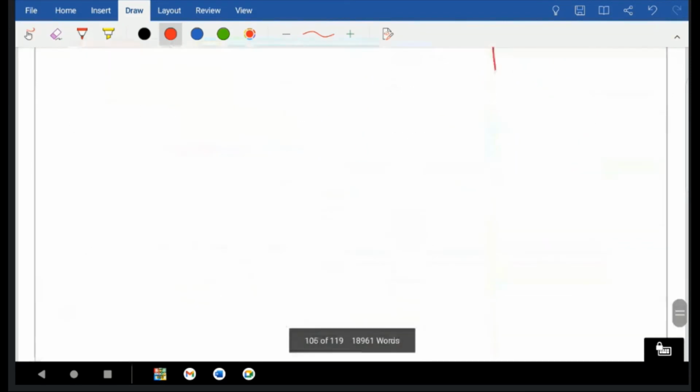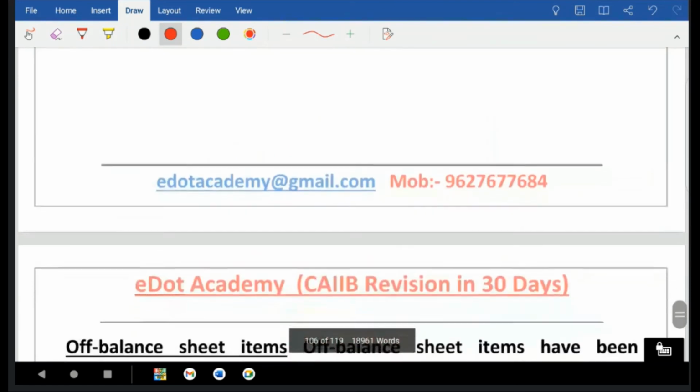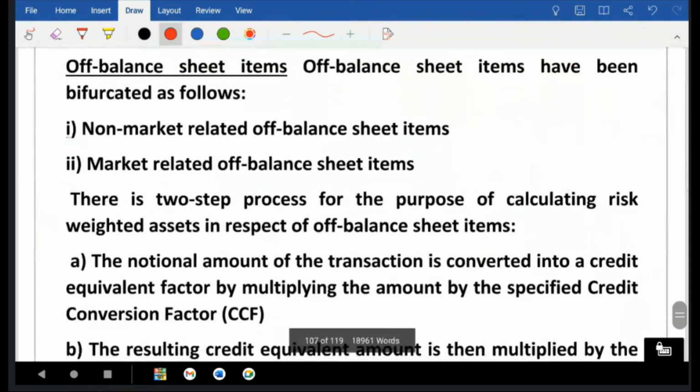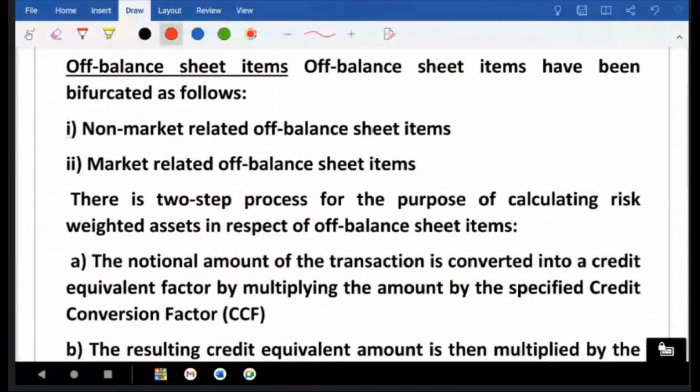So moving ahead, off balance sheet items. Off balance sheet items have been bifurcated as follows, in two parts, means non-market and market. Okay, so off balance sheet items are of two types. There is a two-step process for the purpose of calculating risk weighted asset in respect of off balance sheet items.